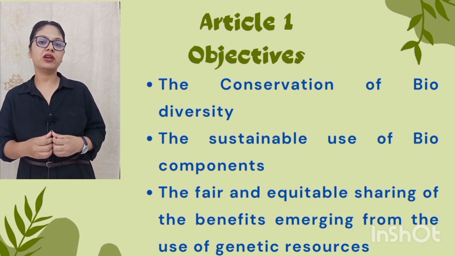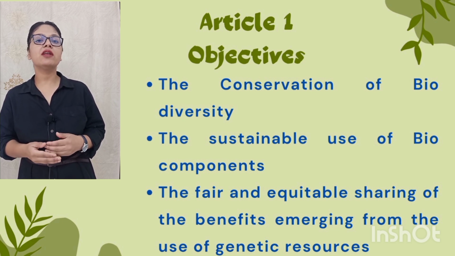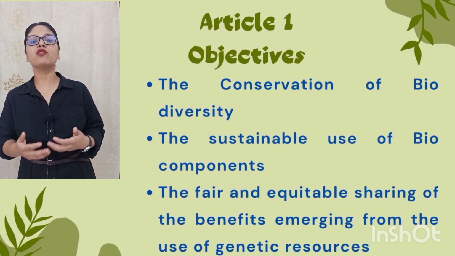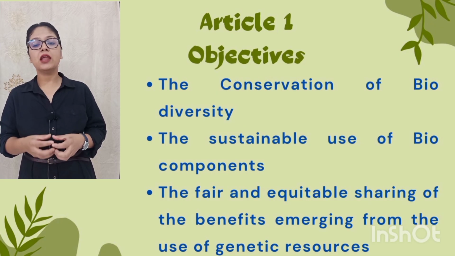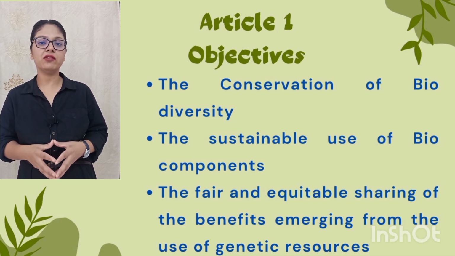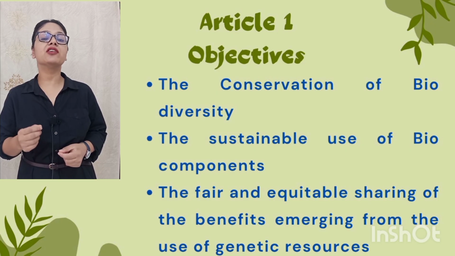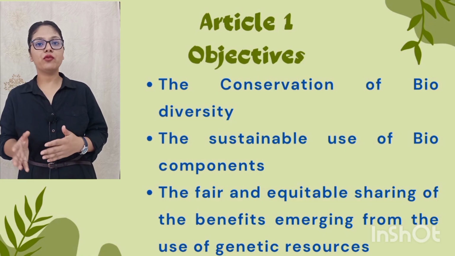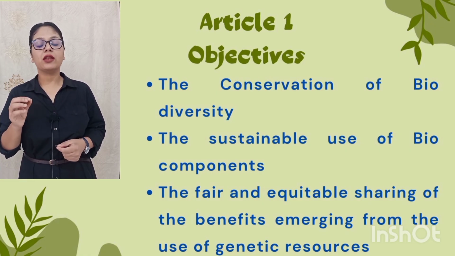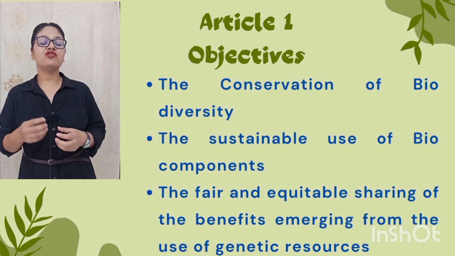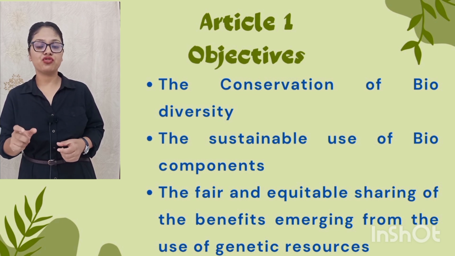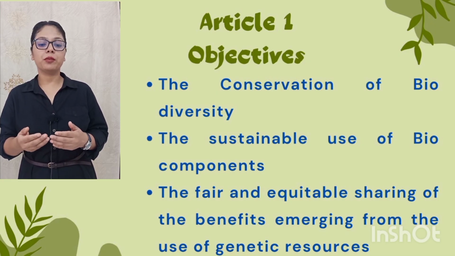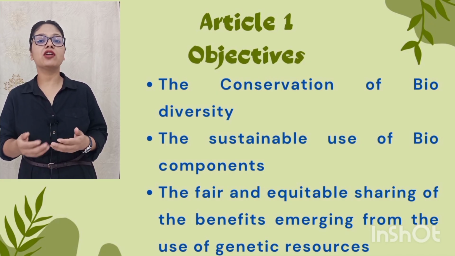Now, the third objective of the convention is fair and equitable use and sharing of the benefits emerging from the use of genetic resources. To understand this objective, it is important to know what genetic resources are. All the biological resources, whether flora or fauna, have certain genes. We need to preserve these genes. These genes are called genetic resources. These genes are preserved for further production or to give rise to another kind of species.